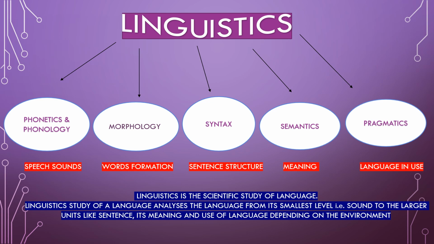Morphology studies word formation and word formation processes like affixation, back formation, calque, reduplication, etc. Syntax studies the structure of phrases, clauses, and sentences. Semantics is the study of meaning, the study of antonyms, synonyms, homonyms, polysemy, etc. All of these come under semantics. Pragmatics studies language in use based on the context.